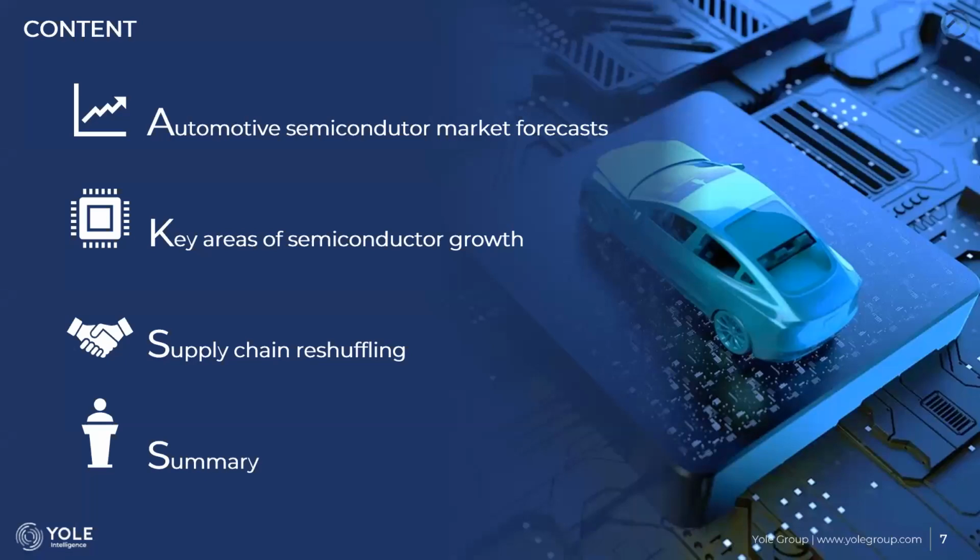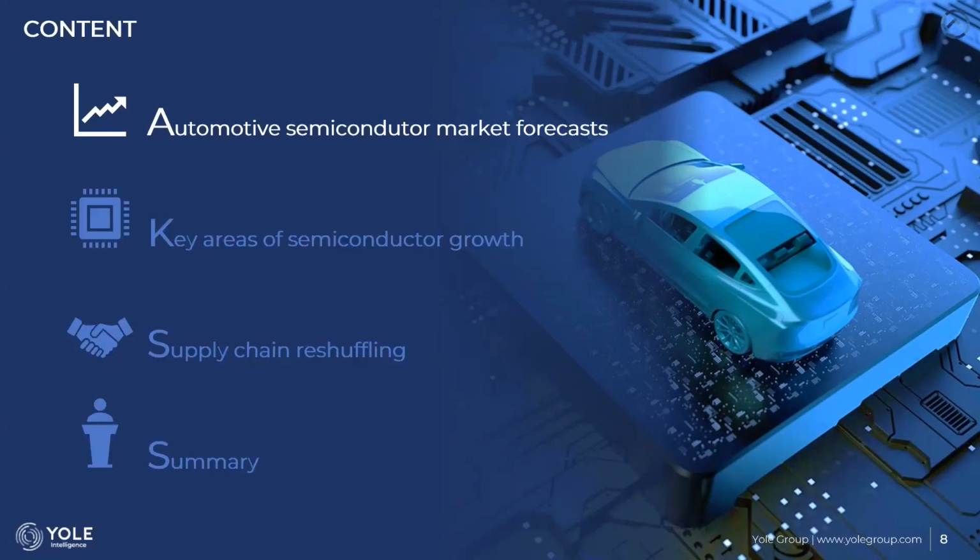So the content of my presentation will be the following. I will first talk about the automotive semiconductor market forecast. Then I will talk about the key drivers of semiconductor growth for tomorrow's car. Because there are big changes in the semiconductor industry today, I will, of course, mention what's going on with the supply chain, and then I will conclude. Let's start with some market forecast for the automotive semiconductor industry.